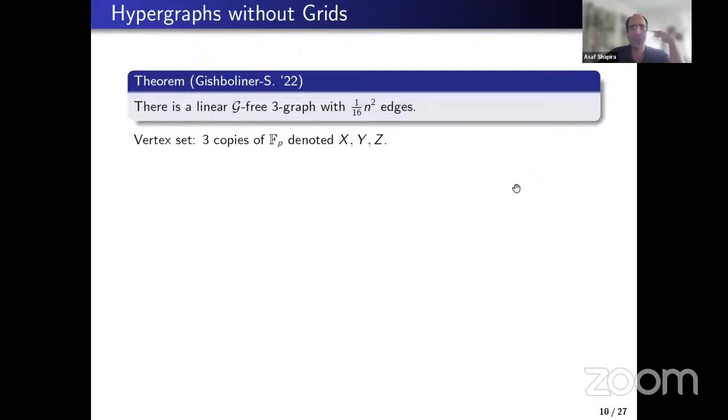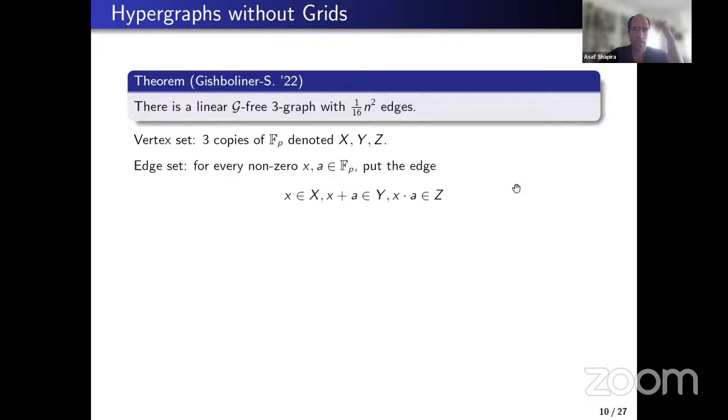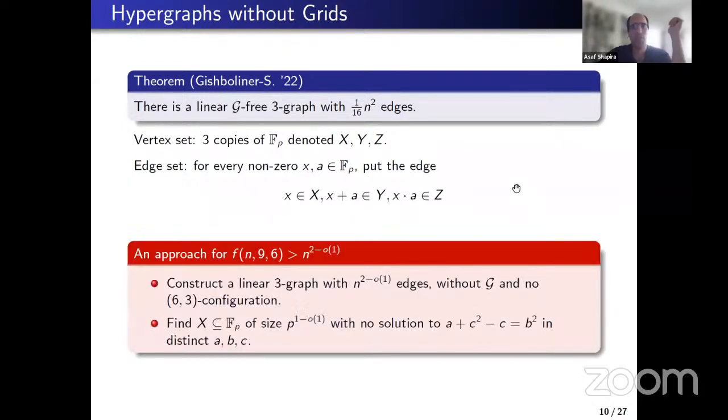The construction is very simple, and it has a short, sleek proof, which I will not show, but let me just tell you what the construction is. So the construction has the vertex set that has 3 copies of F_p, which I will call X, Y, Z. And for the edge set, for every non-zero x and a in F_p, we put an edge that contains the vertex x from X, x plus a from Y, and x times a from Z.